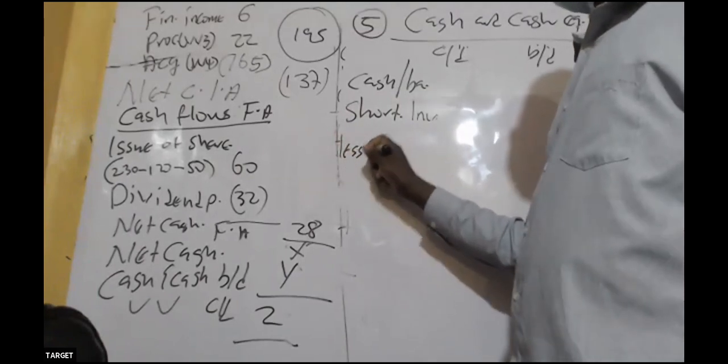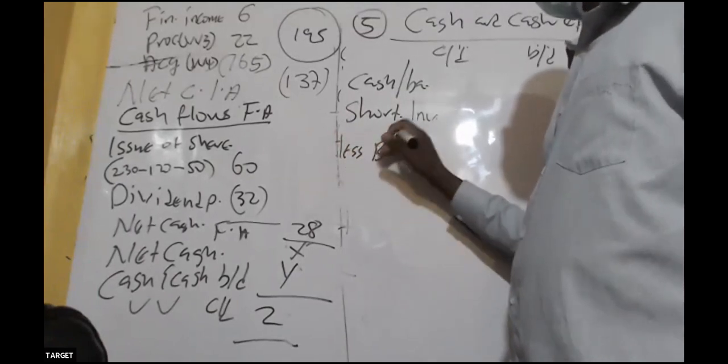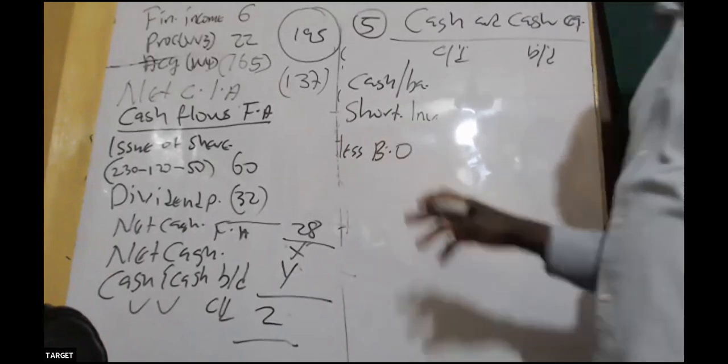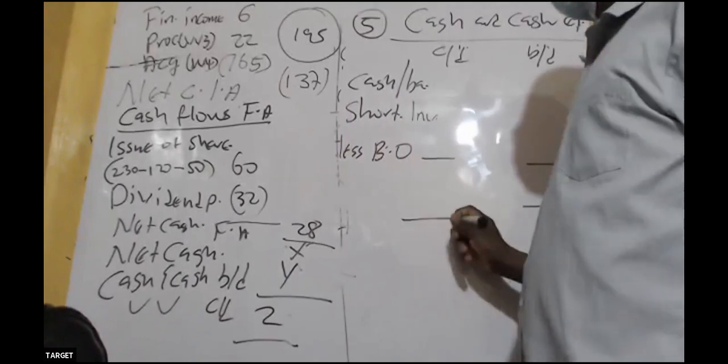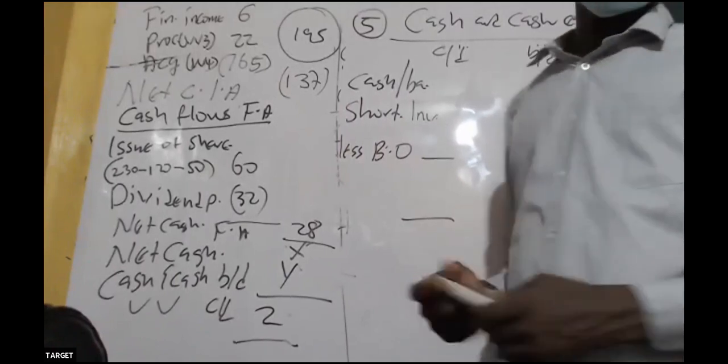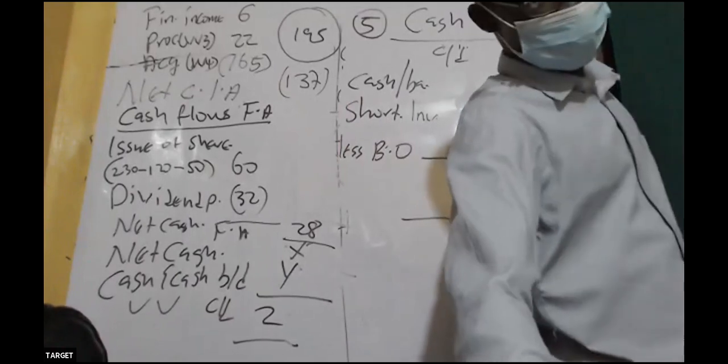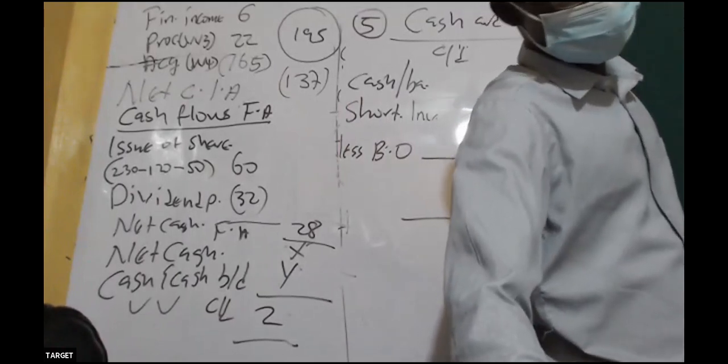Less overdraft, if any, bank overdraft. Whatever answer you get, that is cash and cash equivalent. So let's fill the empty space. Let's go to the notes.